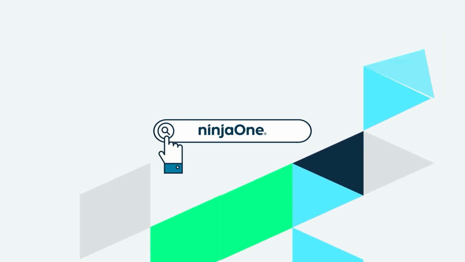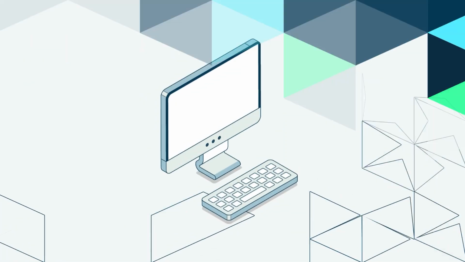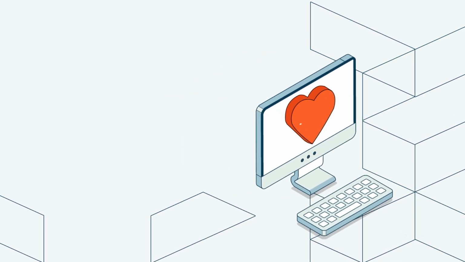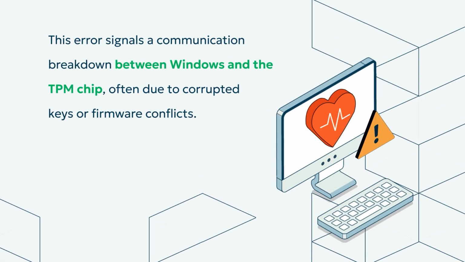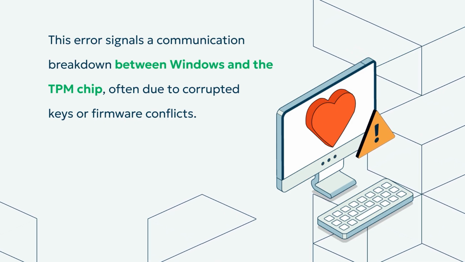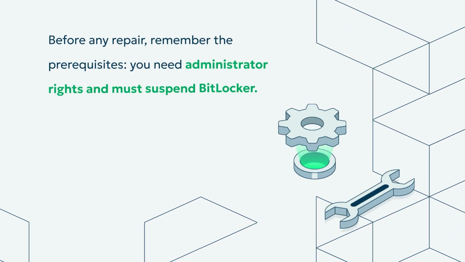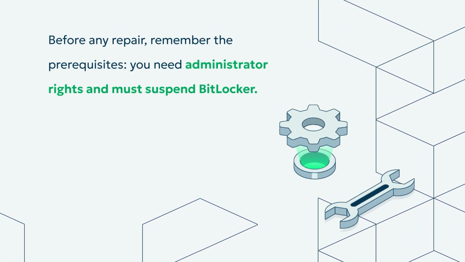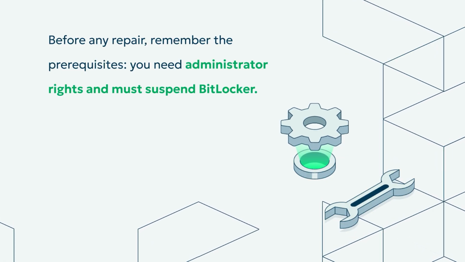Diagnosing the TPM command execution failure. First, let's diagnose the failure. This error signals a communication breakdown between Windows and the TPM chip, often due to corrupted keys or firmware conflicts. Before any repair, remember the prerequisites. You need administrator rights and must suspend BitLocker.